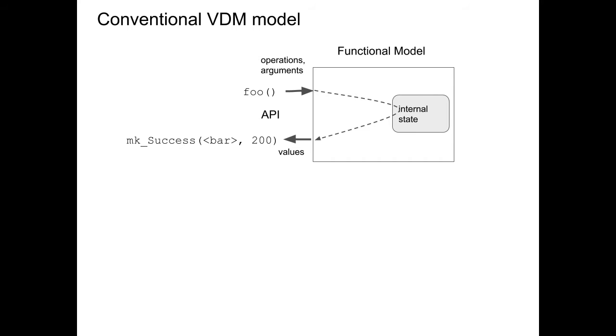A conventional VDM model defines its public operations as the system's functionality. Typically, an expression is given to the interpreter, and the operation reads and writes the internal state of the model, and returns a resulting value. The system's presentation and the user's operations on the UI are abstracted.